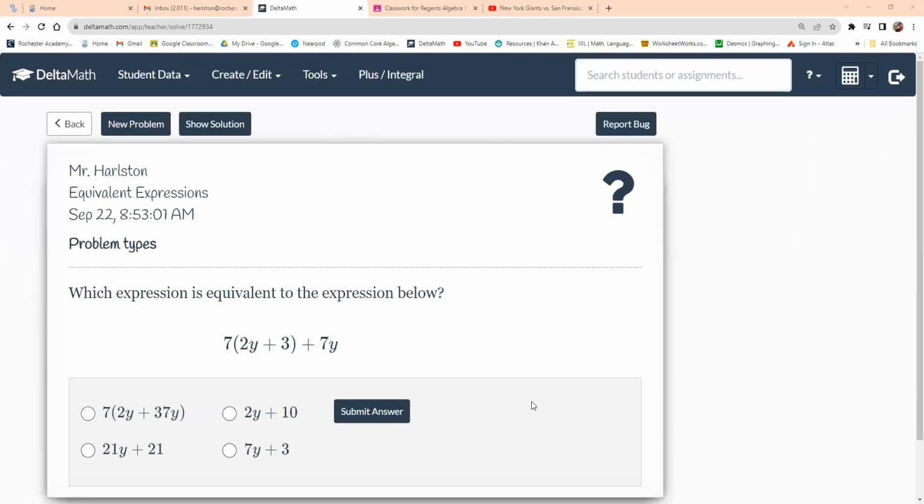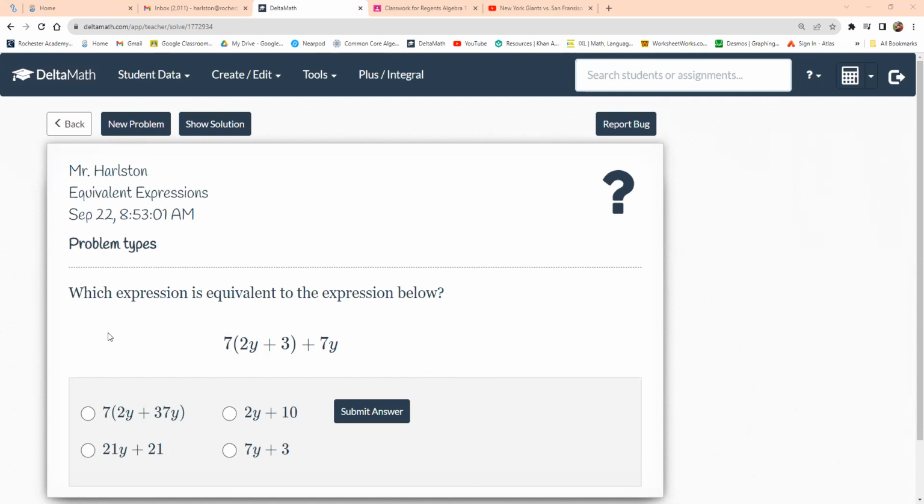Hey guys, this is Mr. K. I want to do a couple of questions on the equivalent expressions. I'm going to do it two ways. I'm going to do it the algebraic way, and then I'm going to do it using the calculator. Personally, when it's multiple choice, I prefer to use the calculator, but I wanted to show you how you would do it algebraically. And I'm going to use boxes and circles. So hopefully that'll be okay.